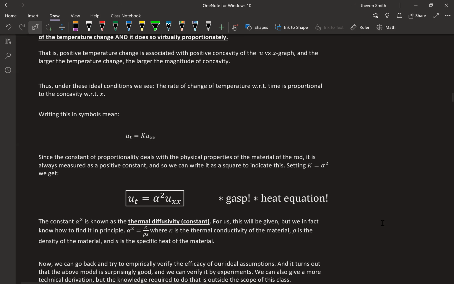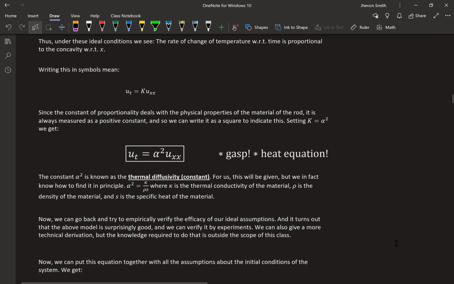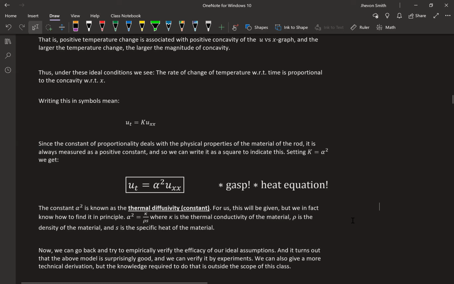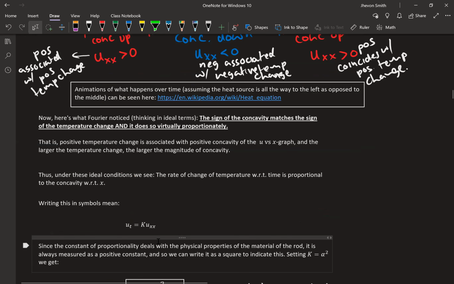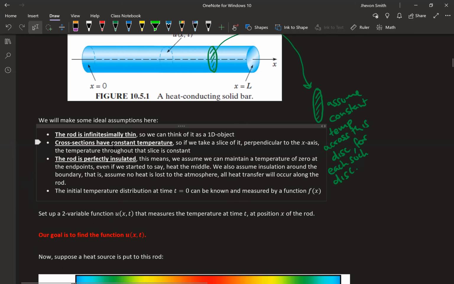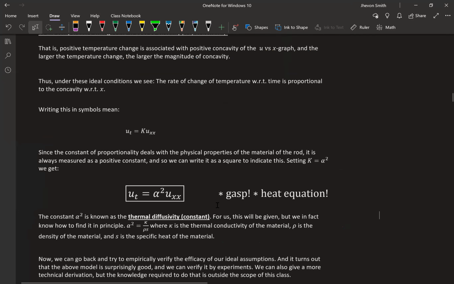But to figure that out, you'll need to know a lot of physics that we don't have time for. And like I said, you can go back and empirically verify everything here. So we started out with some very ideal assumptions, but it turns out in the real world, this actually ends up being a very good model. Ultimately, we get the following. If I put this equation together with my ideal assumptions about how it's insulated and about what I know about temperature and all that, I get this sort of system here.